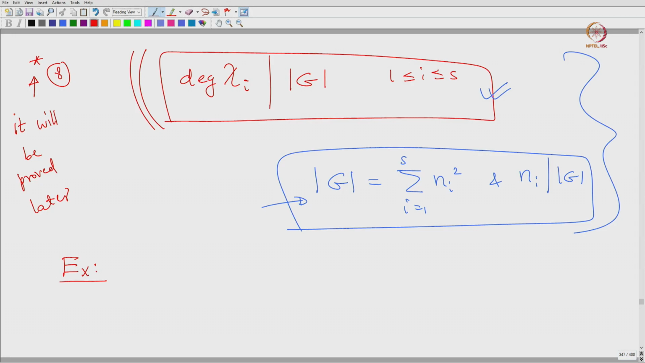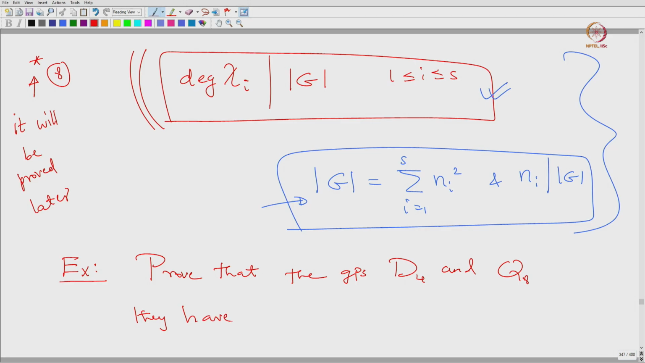So, they will have the same character table. Prove that the groups D4 and Q8 have the same character table. So, that means having the same character table does not mean that the groups are isomorphic.